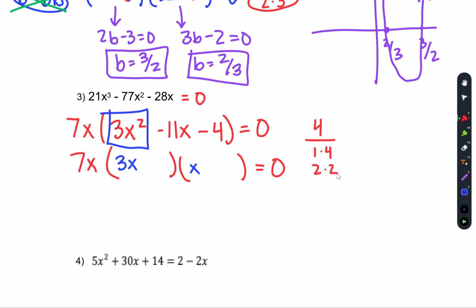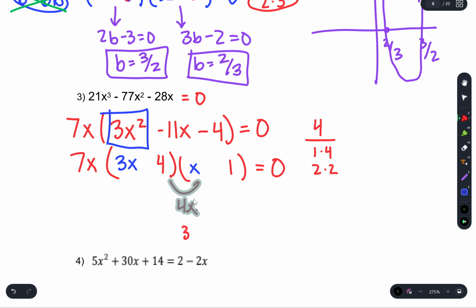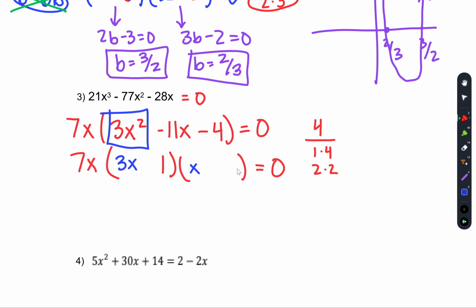So what are we going to guess? Go ahead, Casper. 4 and 1. Yeah, 4 and 1. Do I want the 4 to be on the left bubble or the right bubble? No, left. If I put it on the left bubble, it's going to multiply to this x, so let's try it. That gives me 4x. That gives me 3x. Does that add to 11? No, so let's flip them. Let's do 1 and 4.